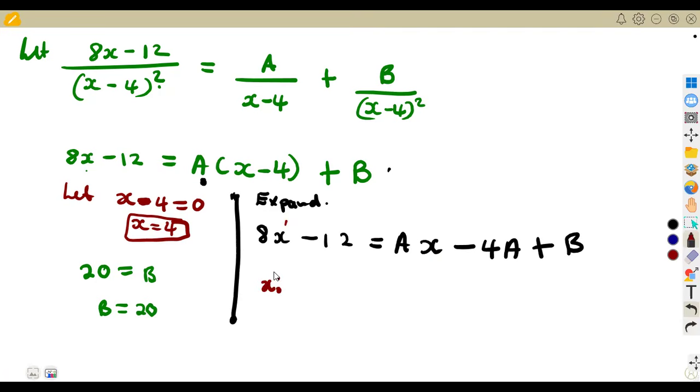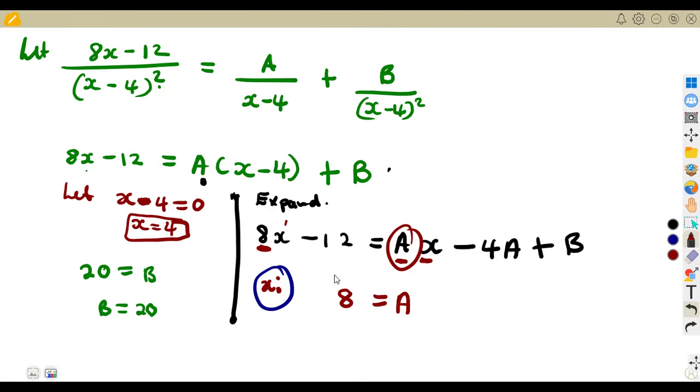If we are working with the coefficient of x, let me put this one here like this. Here the coefficient of x is 8. It must be equal to the coefficient of x on the right-hand side, and the coefficient of x on this side is a. So it means 8 is equal to a. There was no hassle of solving anything. It's just direct.